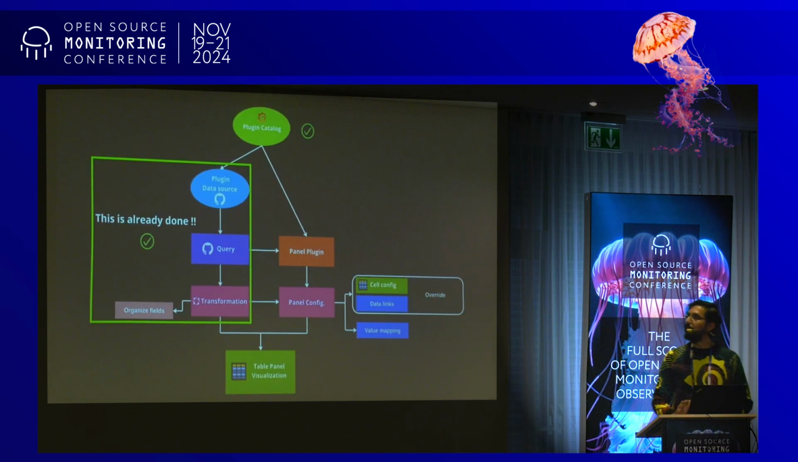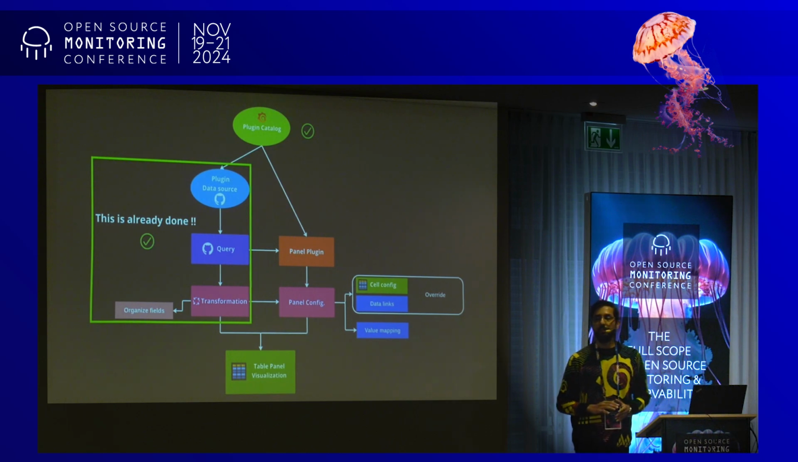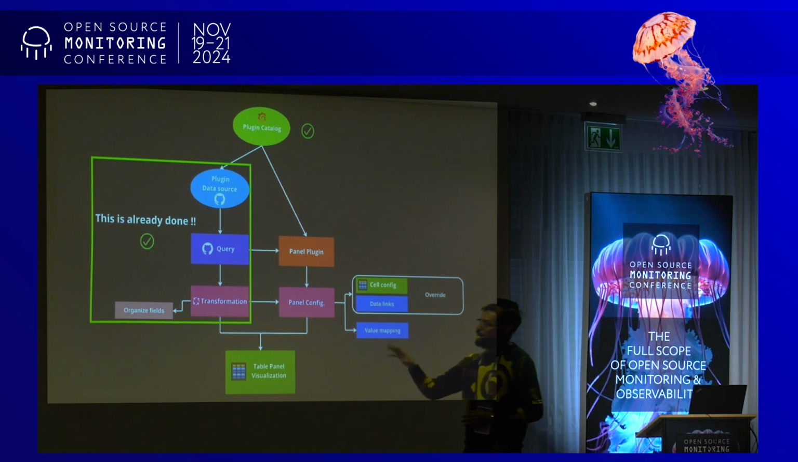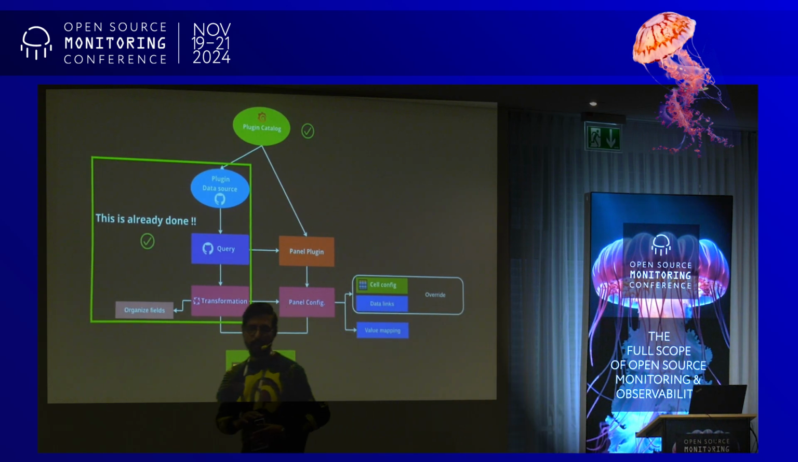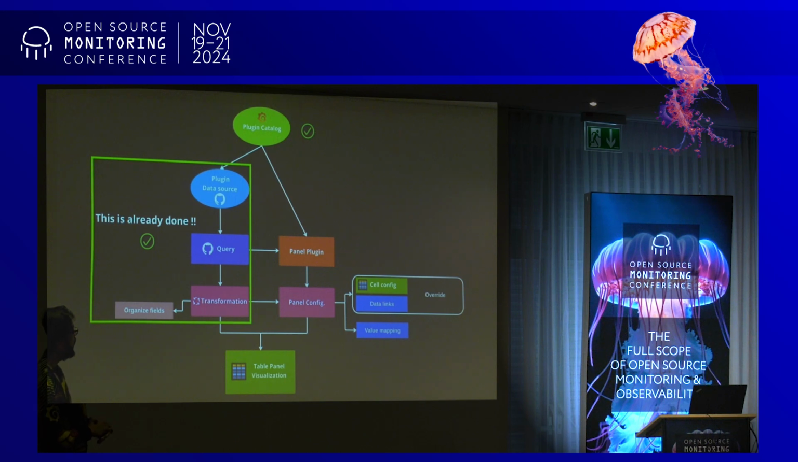Okay, now we go a bit deeper. Let's talk about panel configuration. So we have done this green block of part. This is all good. Now we can still customize our data. We want to use more powerful features of Grafana in the visualization. So we use the panel config, and there we will use cell config, data links, and value mapping.